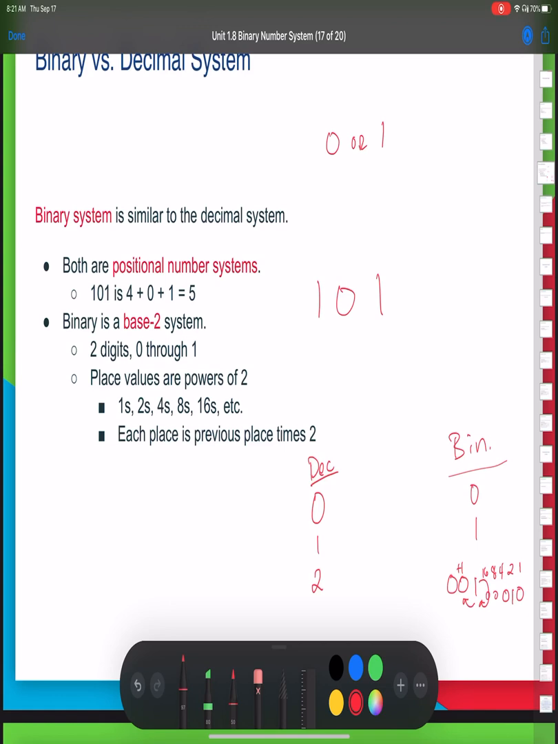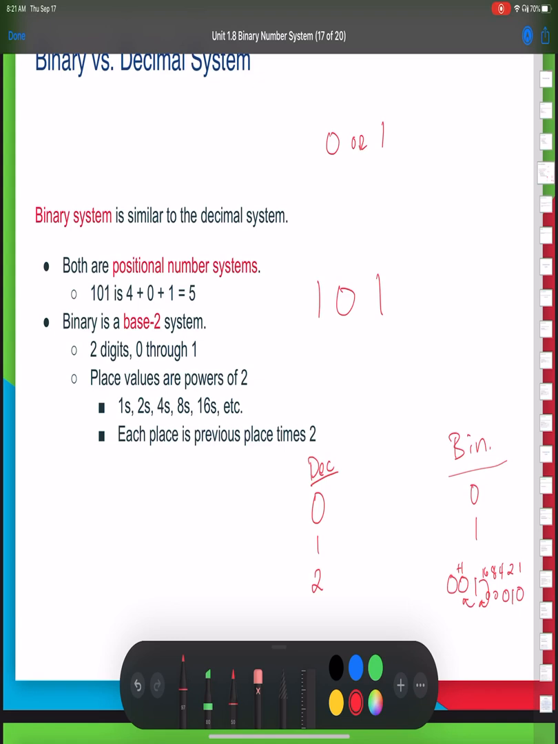Just like in a decimal system, they refer to it as base 10. So that means that you can pretty much figure everything out based off of a power of 10.